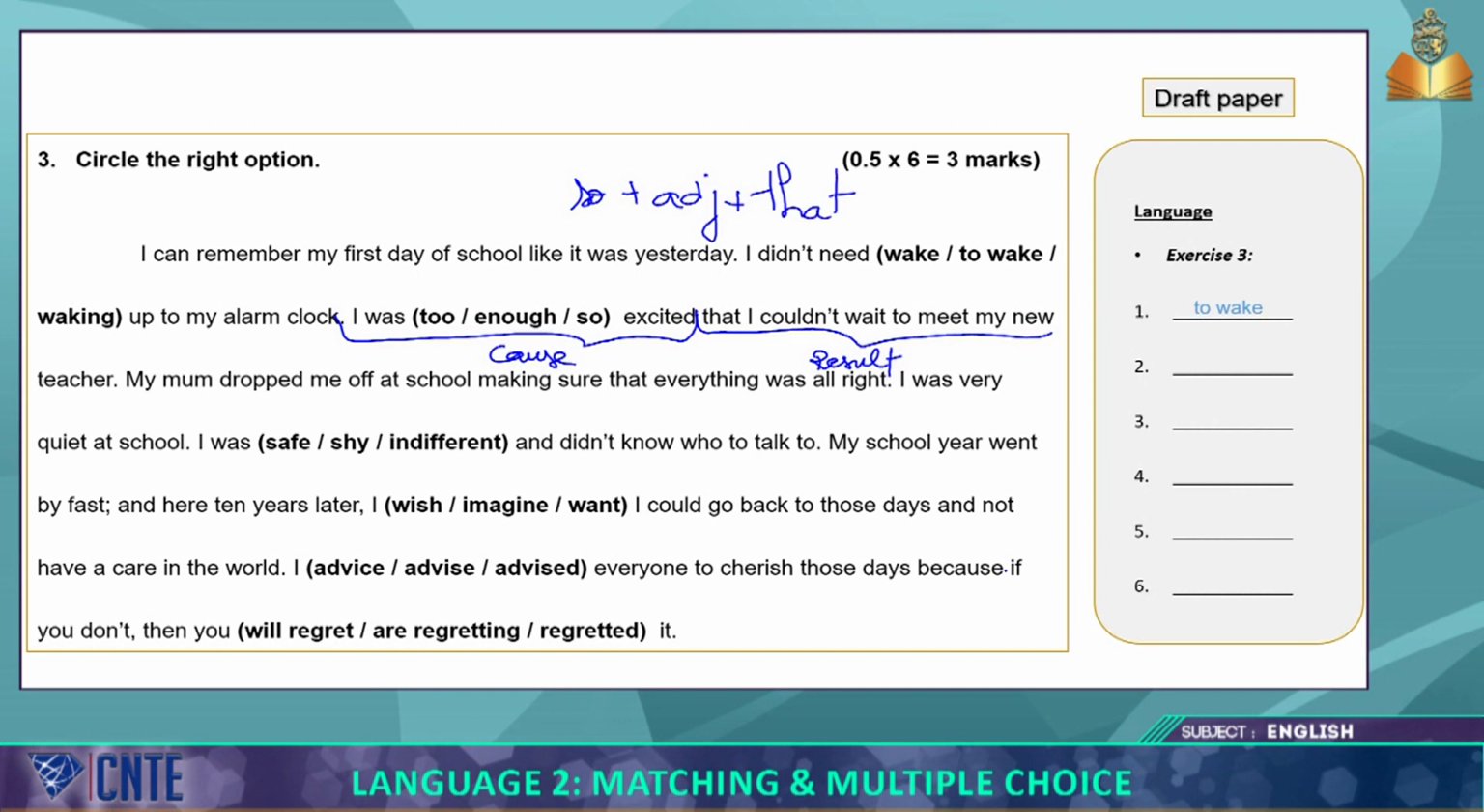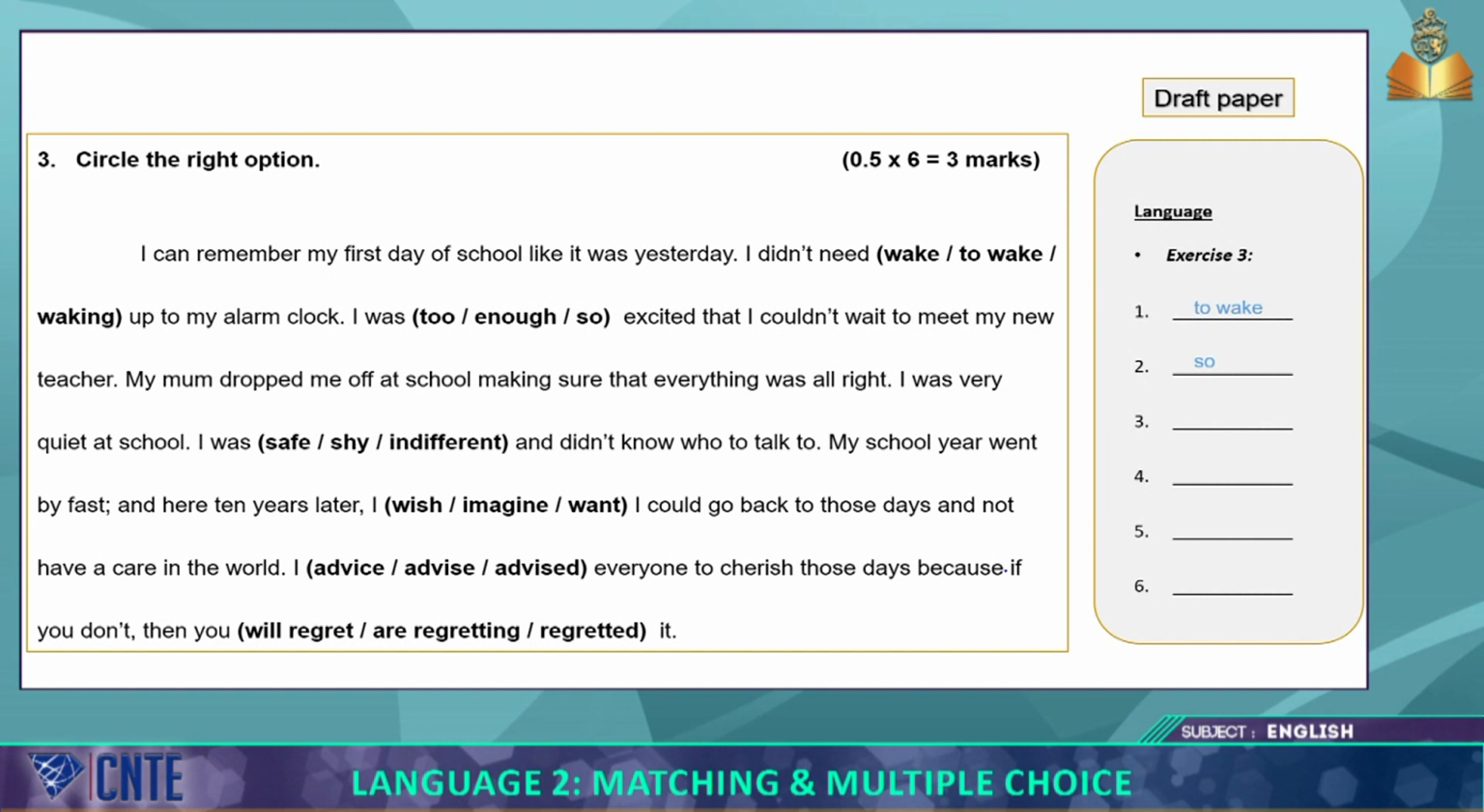Since there is the adjective excited just after the provided options, and that is followed by that, the correct answer is therefore so. Good. Next, my mom dropped me off at school, making sure that everything was all right.